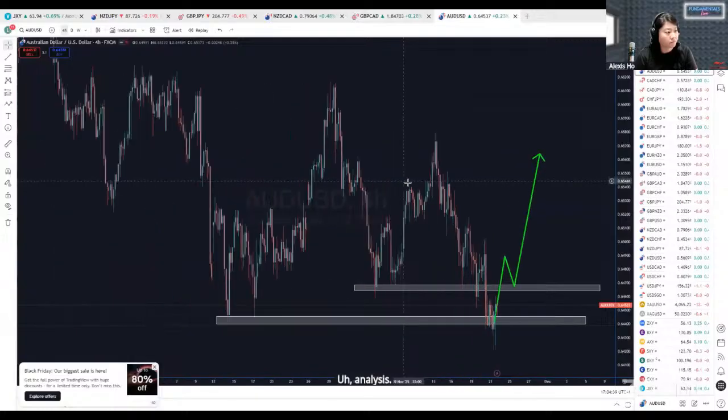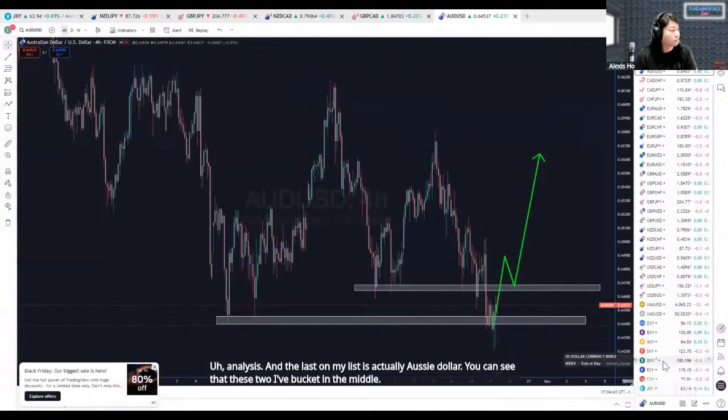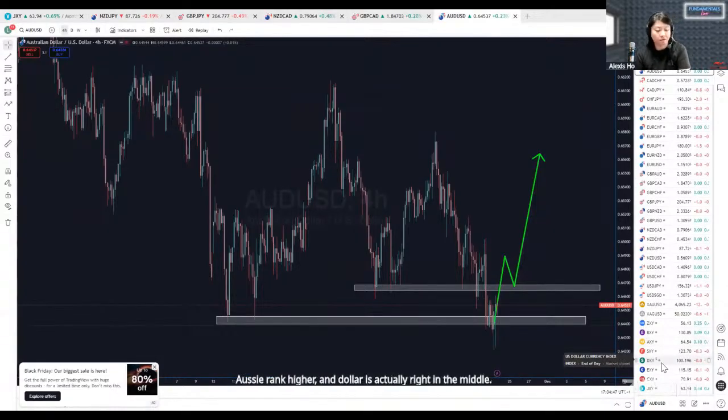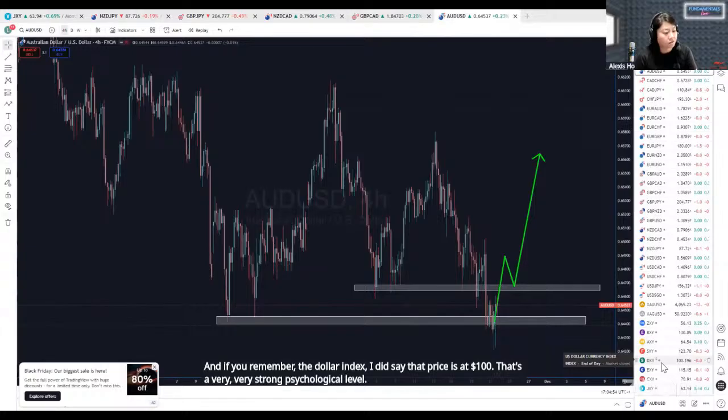Now, the last on my list is actually Aussie dollar. You can see that these two I bucket in the middle. Aussie ranks higher and dollar is actually right at the middle. And if you remember the dollar index, I did say that price is at $100. It's a very strong psychological level whereby price do hold there, but it does get messy.